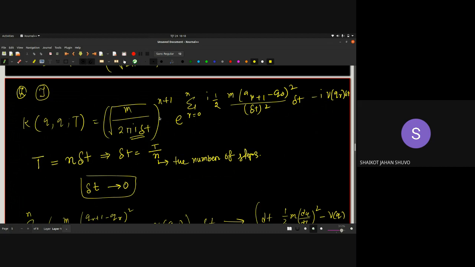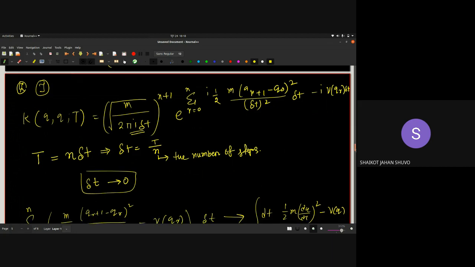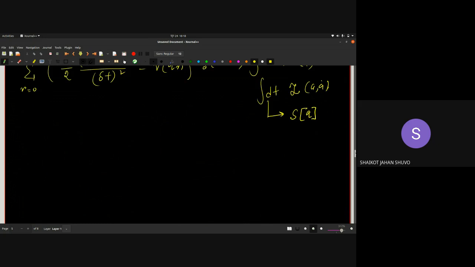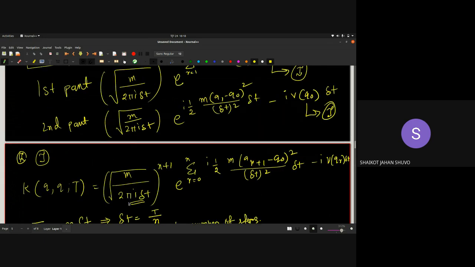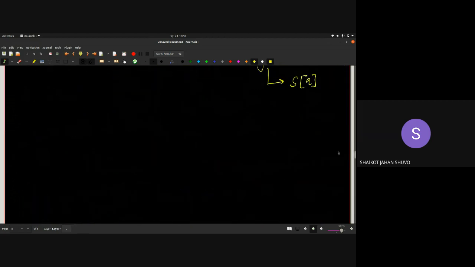This sounds pretty absurd at first, but we are not going to worry about it right now. In fact, that should be done in an advanced quantum field theory course. But let me try to give you the point that I'm trying to make. Instead of that whole thing, that square root of m divided by 2 pi i delta t to the power n plus 1, let's write it like this.